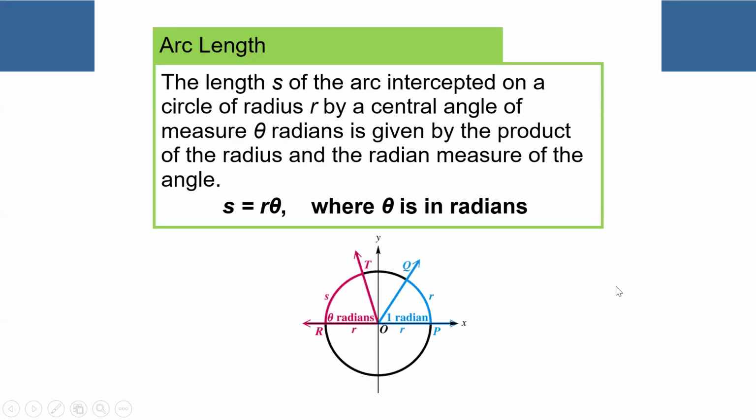Okay, so up first is our arc length formula. Our arc length formula is S equals R times theta. S equals R times theta.